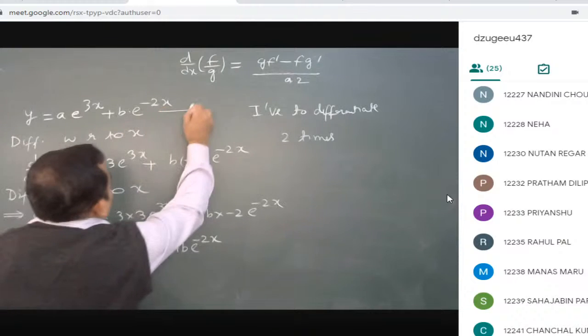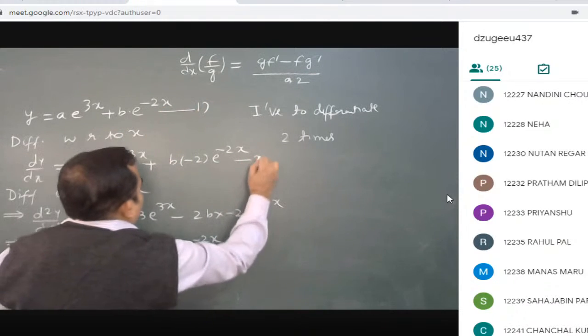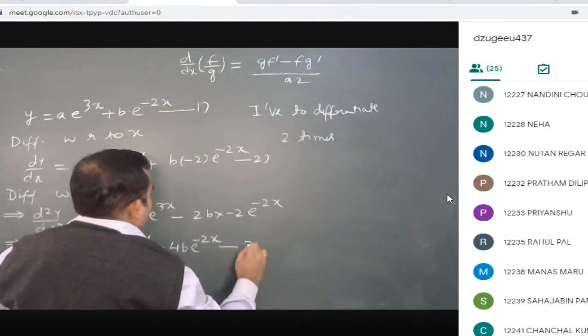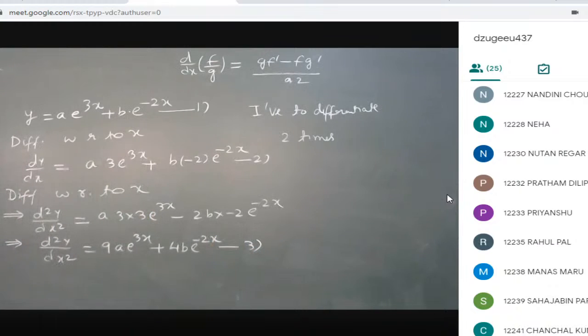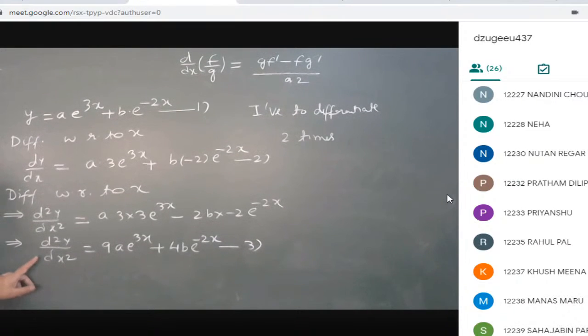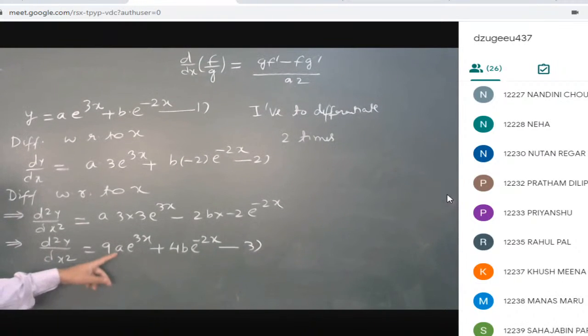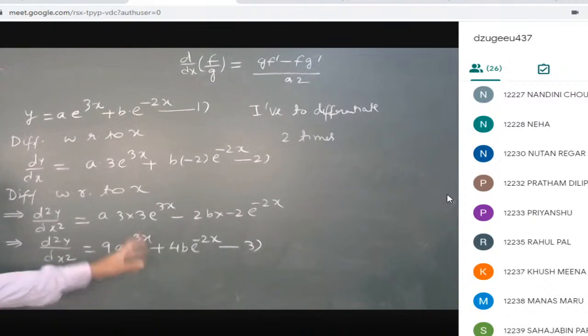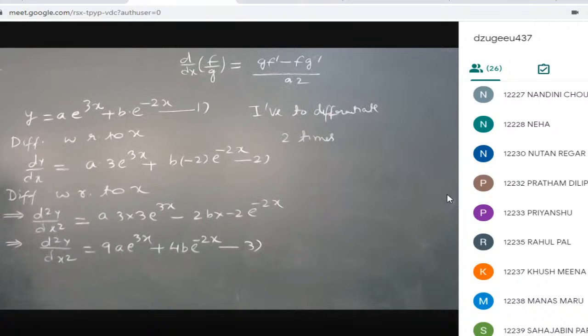So equation 1, equation 2, and this is equation 3. Still a and b are not eliminated. Now this order has become 2. Second order we have received here. That is okay. But still the problem is that a, b are still there. They should not be there. They should be eliminated. Then our answer will be ready. So how to eliminate them?